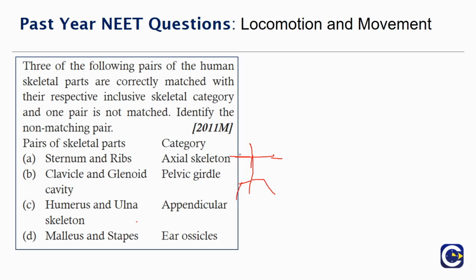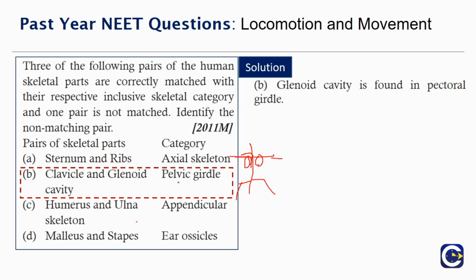Clavicle and glenoid. The clavicle comes here, and the glenoid also comes around here in the scapula, the glenoid cavity. It is not a part of the pelvic girdle. We have the ilium and ischium in the pelvic girdle, not the clavicle and the glenoid cavity. So the mismatched option is B, clavicle and glenoid in the pelvic girdle. The glenoid cavity is found in the pectoral girdle.